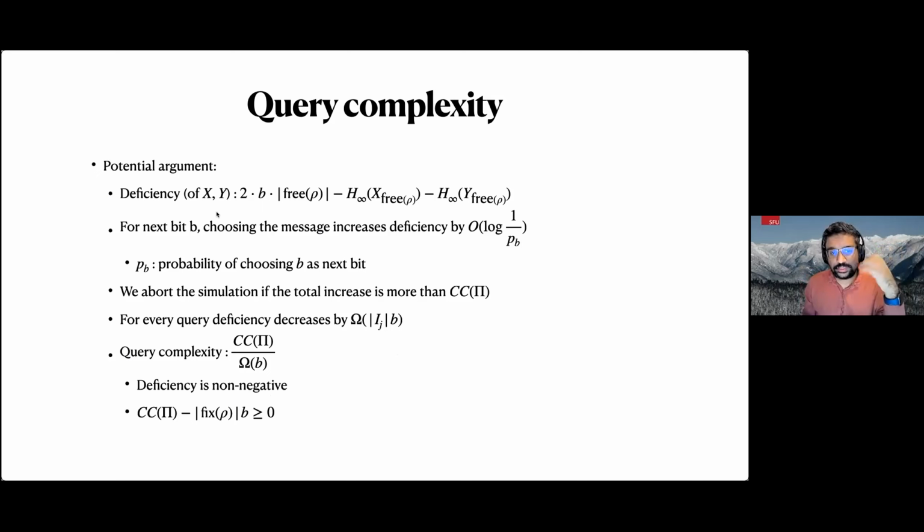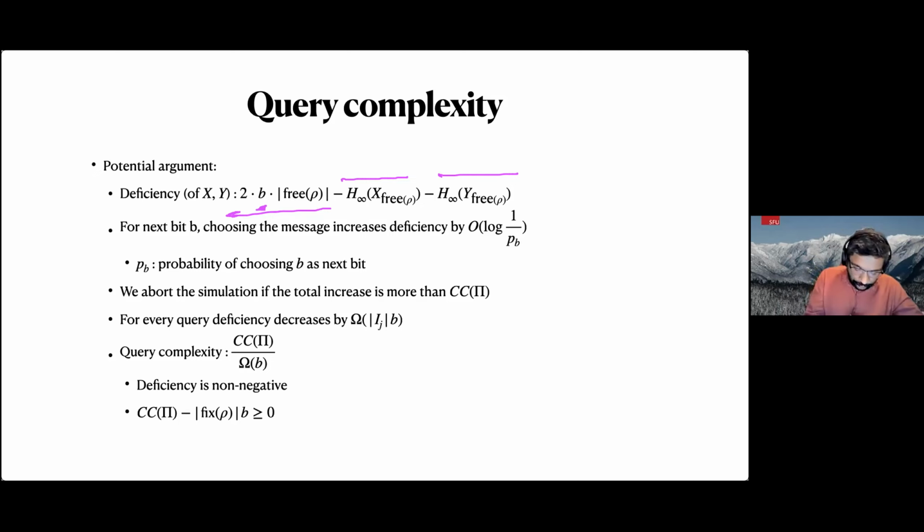The potential is a measure called deficiency of xy. So what is the maximum min entropy of x and y? It's the maximum number of bits in the free coordinates of x and y. There are b bits in the free coordinates of x, and there are b bits in the free coordinates of y. So in total, for inner product, this is this much. Then we subtract the actual min entropy of x free and the actual min entropy of y free. So this is going to be our potential.